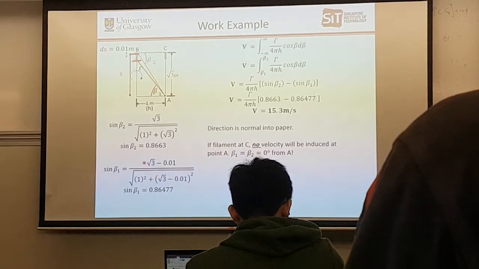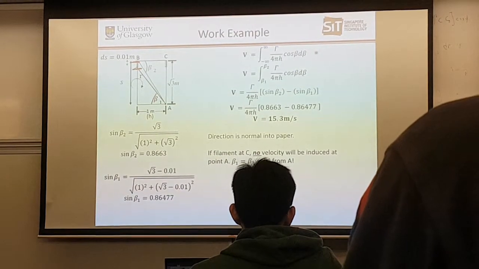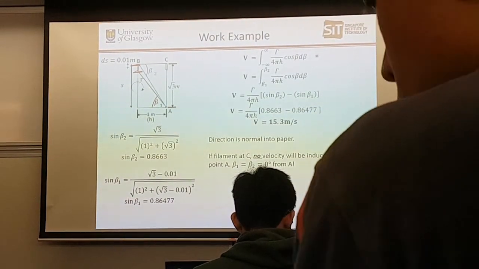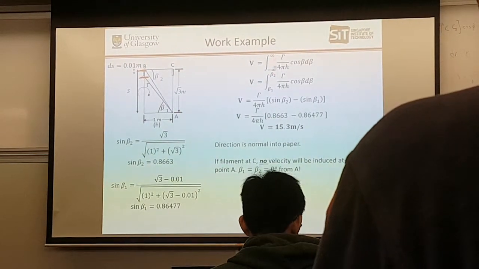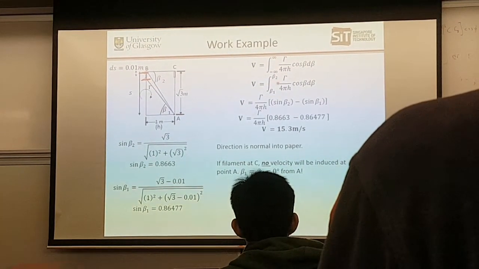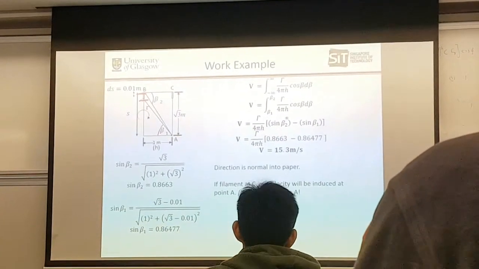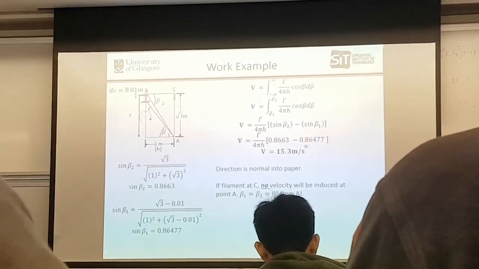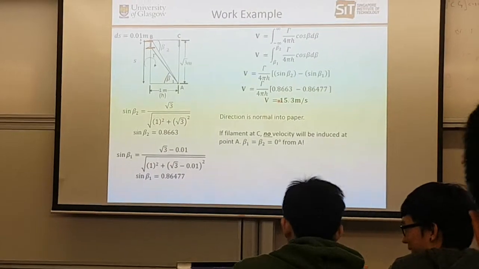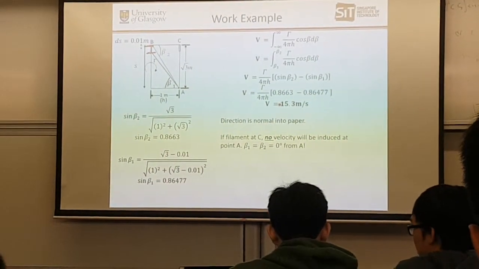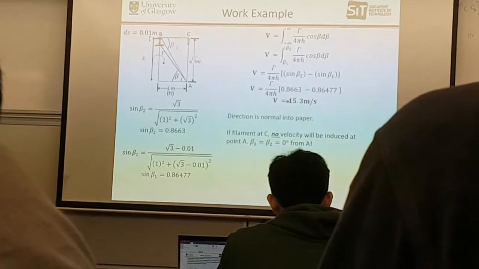With this, we can then do the math. This first line is what we did in the previous slide. Now we just need to change the limits from negative infinity to positive infinity to beta 1 and beta 2. Then take out our constants, get our sine beta 2 and sine beta 1, and you can get the answer. Anyone got any questions here?